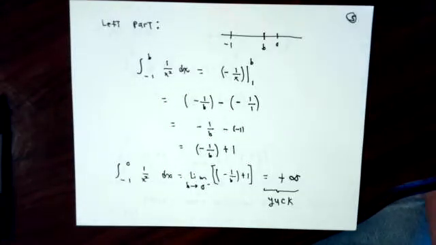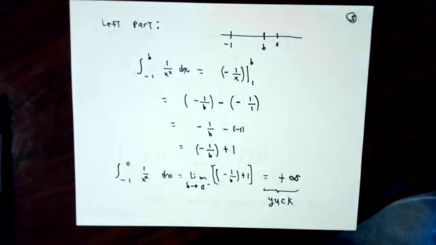Let's look at the left-hand part first. I'm going to think of b as being a negative number, and mentally I'll think of it as being close to 0, because in the end, I'm going to let the b approach 0 anyhow. An antiderivative is -1 over x.